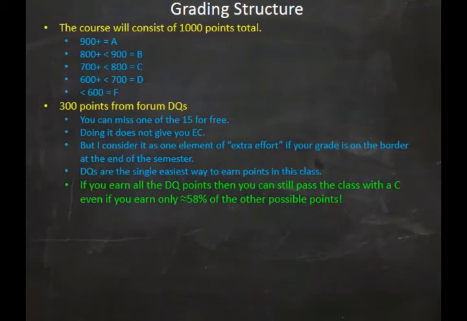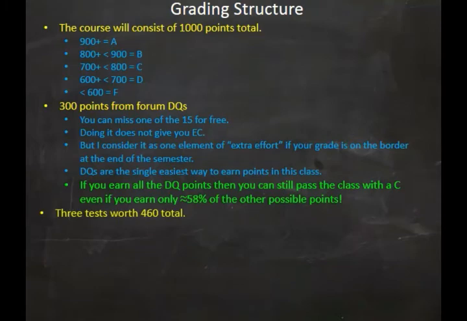I'll repeat that. If you earn all the points for the DQs, then you could still pass the class with a C, even if you only get approximately 58% of all the other points possible, and that is not even counting the extra credit. So if you put real effort into this class, you should pass. But that means doing the readings, making real quality DQ posts, and doing all the other assignments.